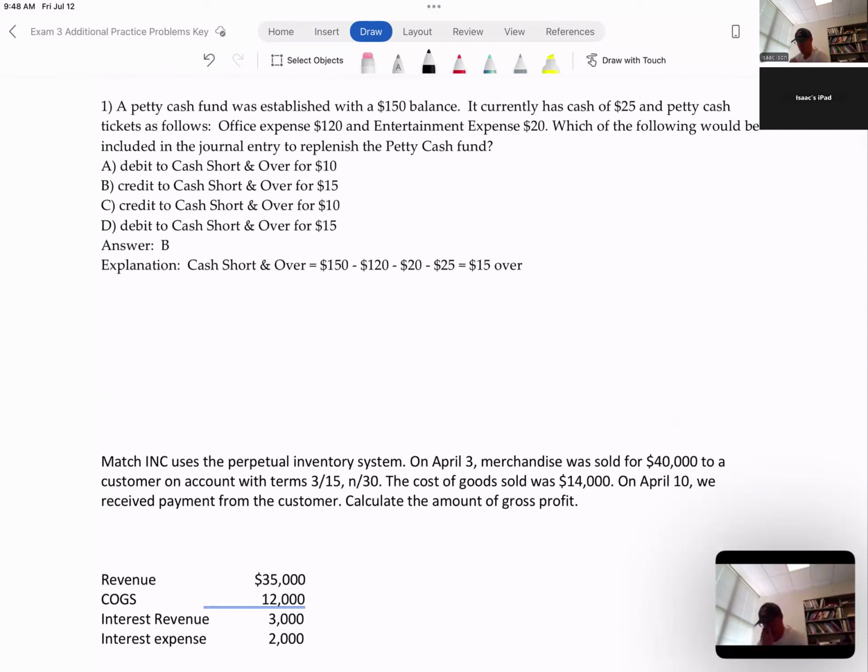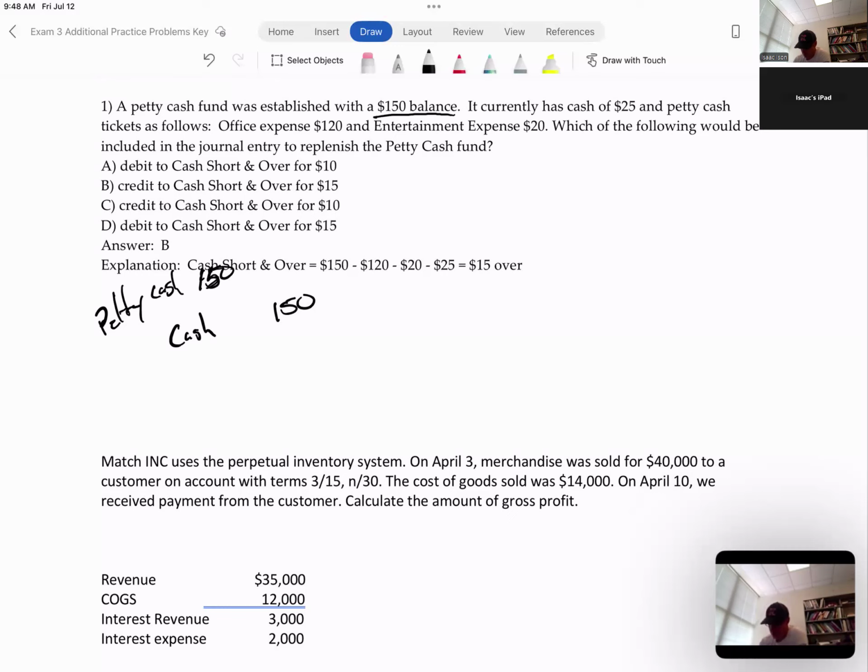So on number one, this petty cash problem, what I wanted to do is show you how to do the journal entries on it. The question is just asking for the amount of cash short or over, but I want to do the journal entry. First we need to establish the fund. When you establish the fund, you're reducing cash, like normal cash, by 150 and then debiting petty cash 150. That's how you set the fund up.